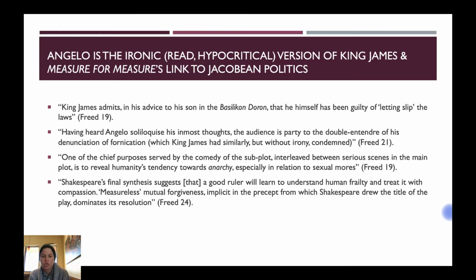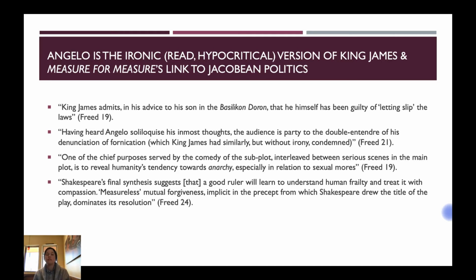Also, we know that one of the chief purposes served by the comedy of the subplot, interwoven between serious scenes and the main plot, is to reveal humanity's tendency toward anarchy, especially in relation to sexual mores. Now, this subplot that Freud is talking about on page 19 is actually the subplot that refers to Mistress Overdone and her brothel. It refers to Lucio's interactions with the prostitutes there, Pompey's interactions with the prostitutes there, because he works in the brothel as well, right?